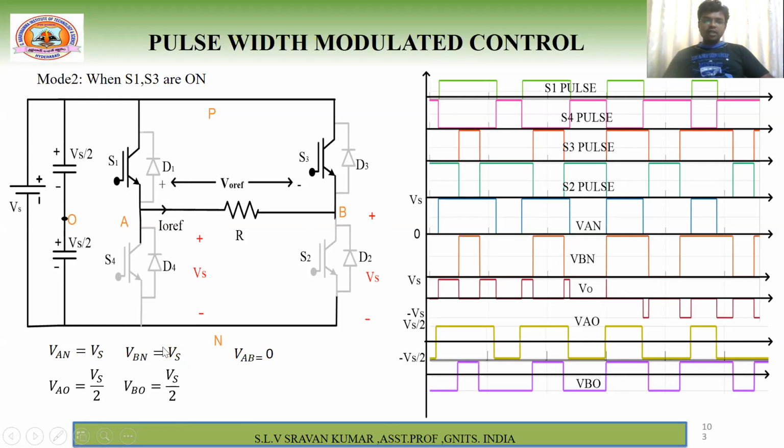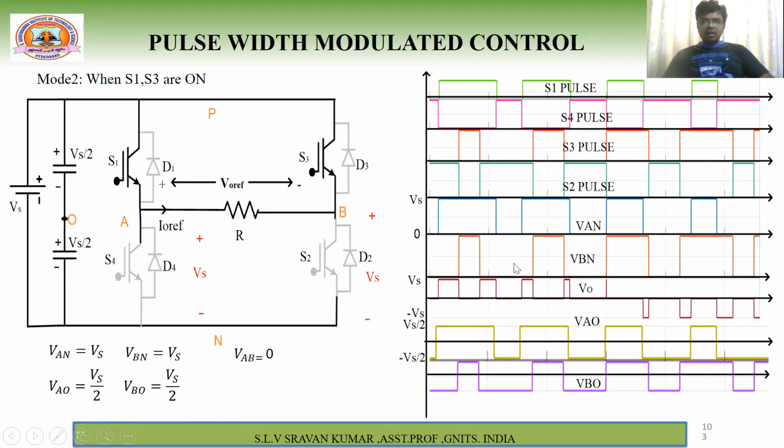You can go for this expression or this expression, anything. VAB is nothing but VAN minus VBN. Therefore, Vs minus Vs is equal to 0, or VAB is equal to VA0 minus VB0. So what is VA0? Vs by 2 minus Vs by 2. Both are zeros. Now we'll see S1 and S3.